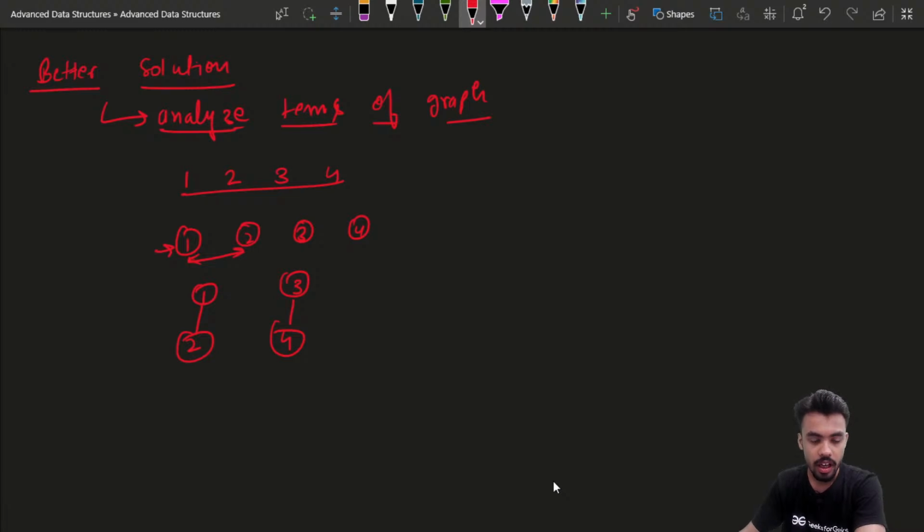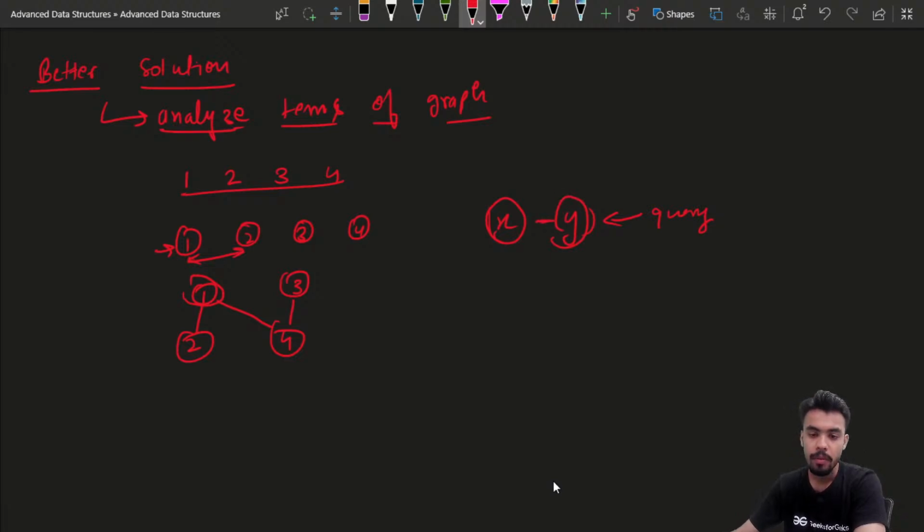Now the third query was that 1 and 4 are going to be friends. So I am going to connect this 1 and 4, and now you can check here that all of them are connected. Okay, so yes, this is what we are going to do. Whenever we get a query, we are going to connect both of them with an edge.